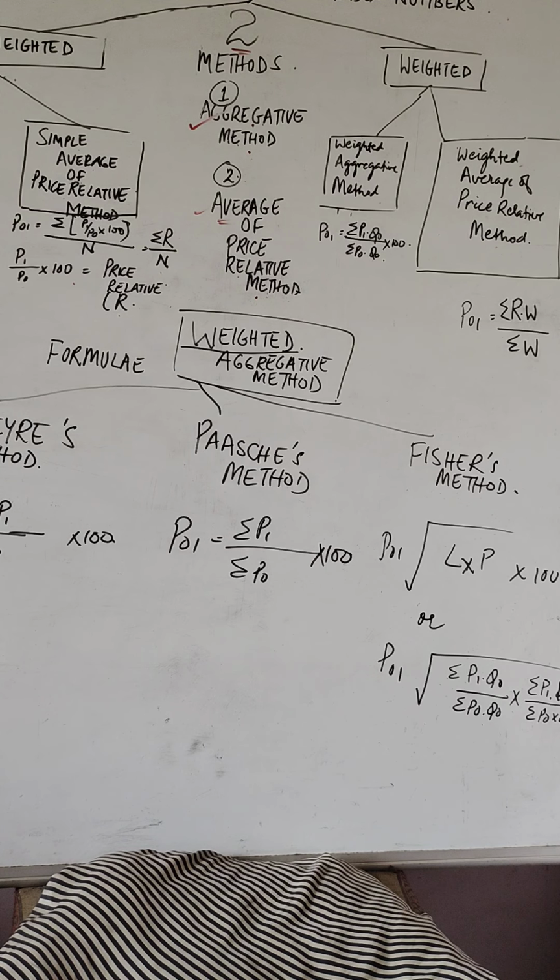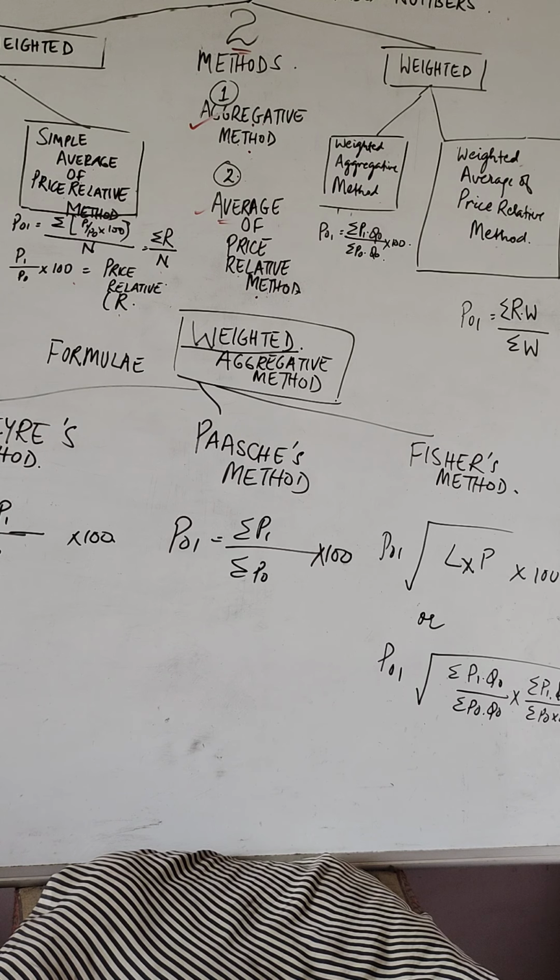So weighted index numbers are constructed by, as we said, two methods. One is the weighted aggregative method and the second is the weighted average of price relative method. So let's just take the weighted aggregative method now, and we will discuss the formulae. In this method, appropriate weights are given to different commodities to show their relative importance in the group.